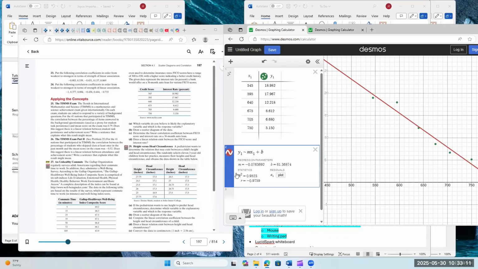And then remember, R squared tells me of the relationship between these two, that credit score accounts for about 95% of the variation in the loan rate.